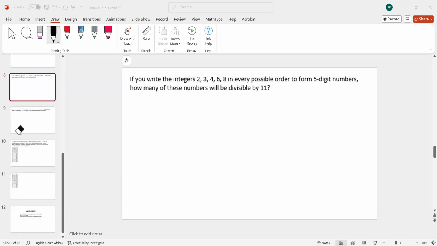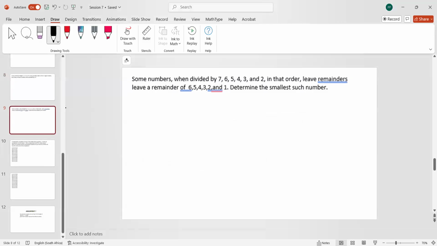We're almost there. There are only 2 problems actually. Well, this wouldn't take too long. Some numbers when divided by 7, 6, 5, 4, 3, 2 in that order, leave remainders 6, 5, 4, 3, 2, and 1. Determine the smallest such number. Now, I'm sure many of you can do this by trial and error.